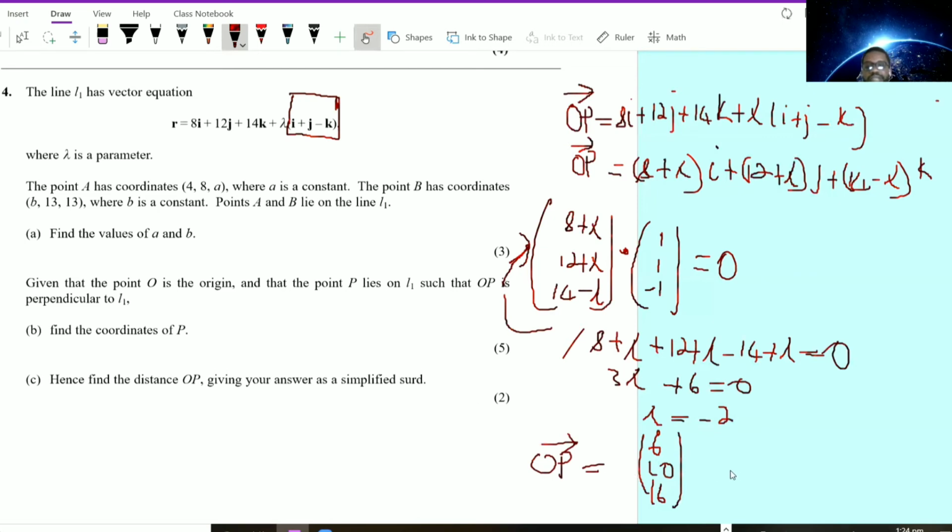Remember, all position vectors can be written as coordinates. So the coordinate of P is 6, 10, 16. All right, that's the coordinate of P. And that would be finished there.